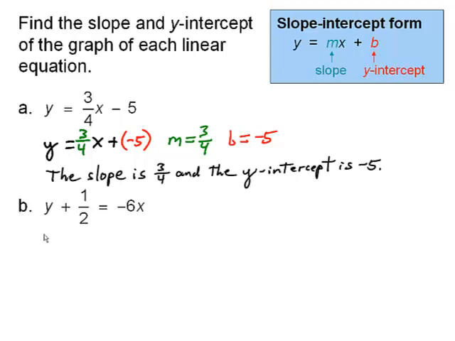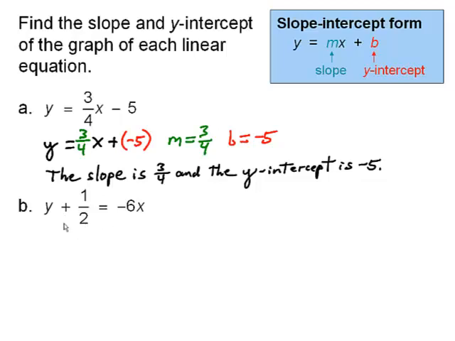Now let's look at part B. We have the equation y plus 1/2 equals negative 6x. This equation is not in slope-intercept form because we don't have it in a form where y equals some number times x plus another number. We do have y plus a number equals some number times x though, so we can rewrite this in slope-intercept form by adding the opposite of 1/2 to each side.